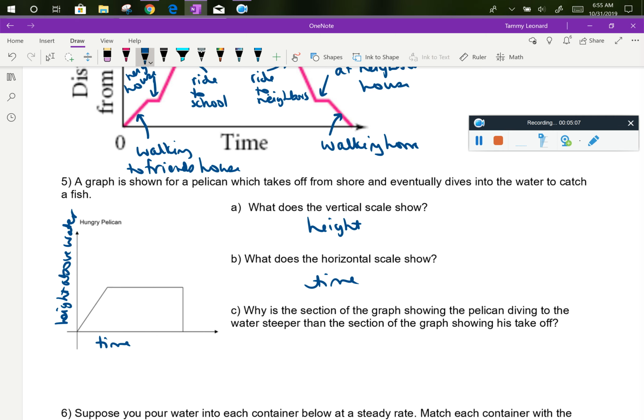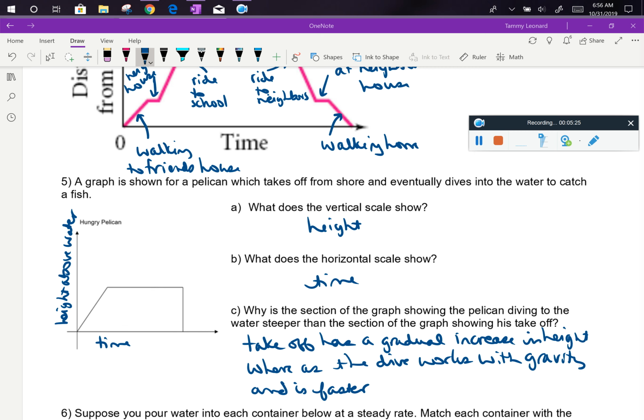Well, typically, when a pelican takes off, its altitude will increase gradually, but when it dives, it basically just allows gravity to pull it down towards the water. So that fall will happen much more quickly than the takeoff.